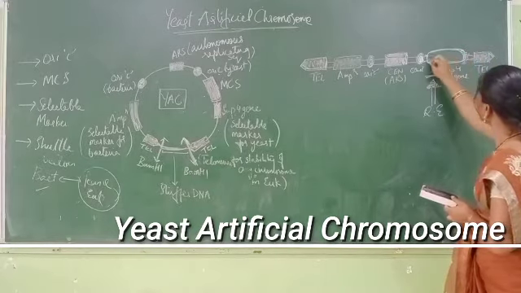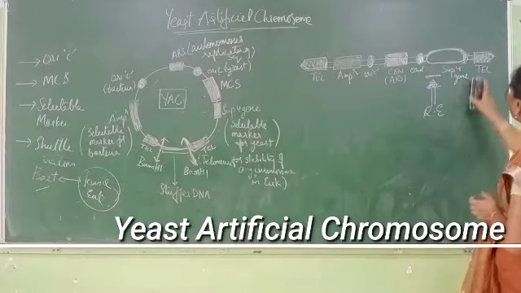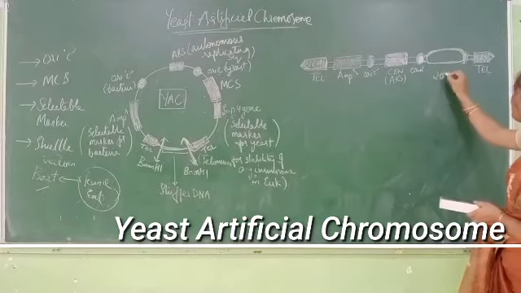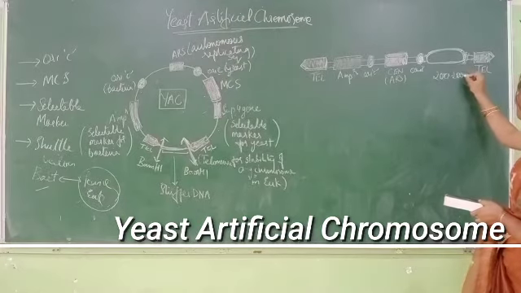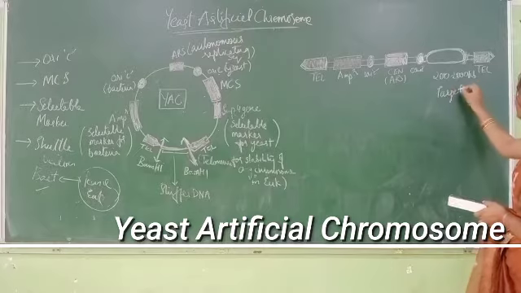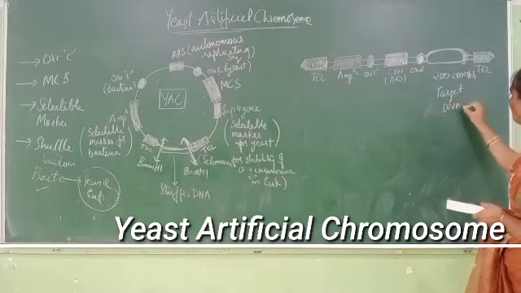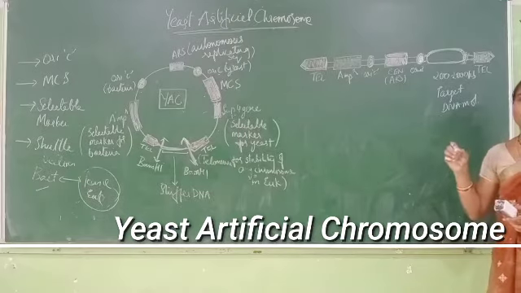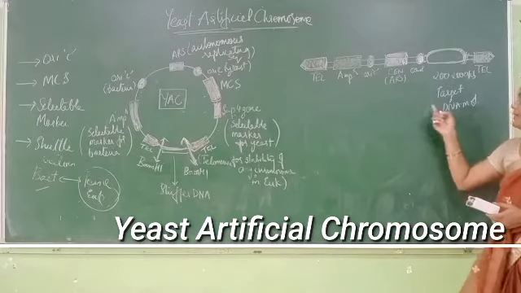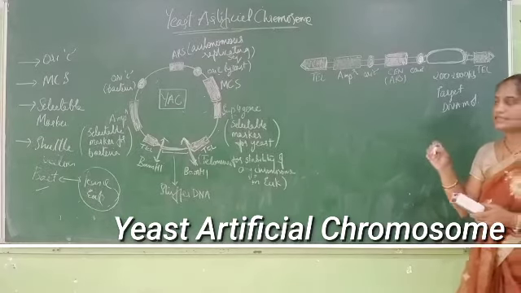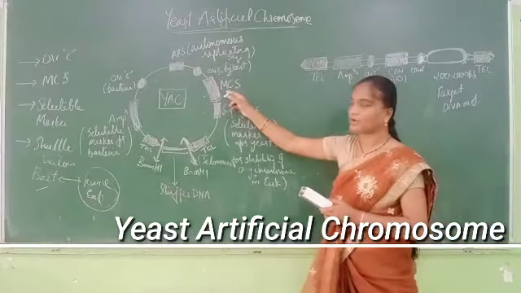So this is your target DNA molecule, isn't it? This is your target DNA molecule of 200 to 2000 kb. Generally, your target DNA molecule will go and sit on your particular vector, which has its multiple cloning sequence. So this is your multiple cloning sequence.